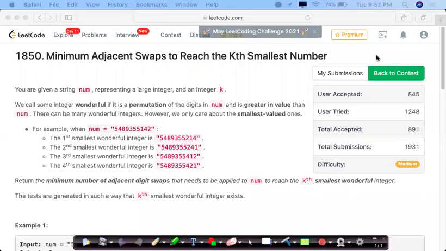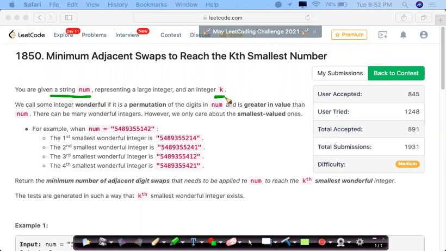Hi, let's solve a problem of weekly contest 239. The problem name is minimum adjacent swaps to reach the kth smallest number. In this problem, basically, you are given a number and an integer k.